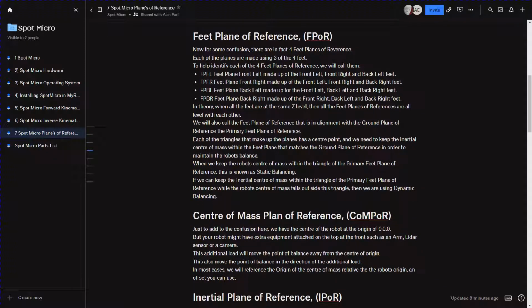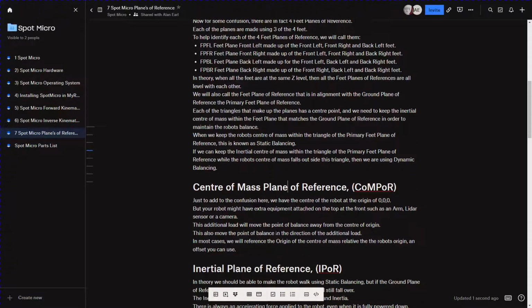Now, center of mass plane of reference, I've got a typo there. That one is located wherever the middle of the center of the mass of the robot is. So let's assume you've built Spot the way I have in the first 7 videos. It will be roughly middle of the robot. But if you then mount a big massive LiDAR on the top front of the robot, you're going to move that center of mass forward and up.